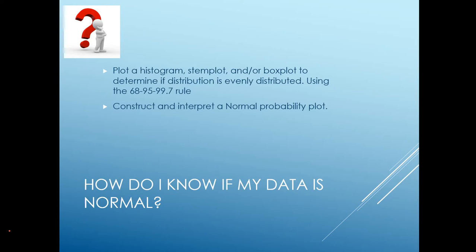A histogram is probably the best way to look at the shape to see if it's approximately normal. But that's not enough to say your data is approximately normal. So then we have two methods we can use to check if our data is close to normal or not.